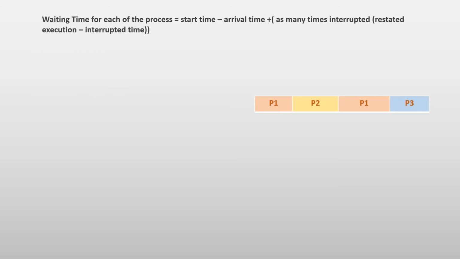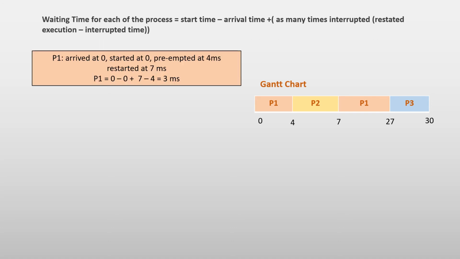So what is the average waiting time for these processes? The waiting time for these processes is calculated as start time minus arrival time, plus the number of times the process was interrupted. In that case, you need to calculate restart execution time minus interrupted or preempted time. So in this case, P1 started its execution at time 0. It arrived at time 0. So this is 0 minus 0 is 0. This is the first pair.